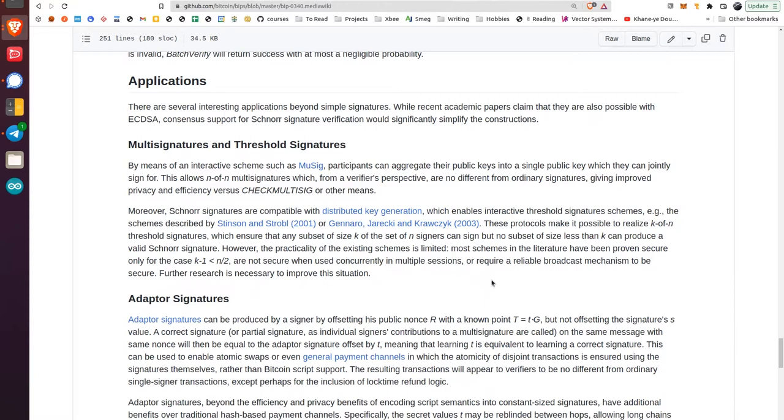You're not wrong. It just wasn't done. We waited because Schnorr is much more elegant. Couple things. That's a nice way of saying it. Yeah, we're going to get to that.